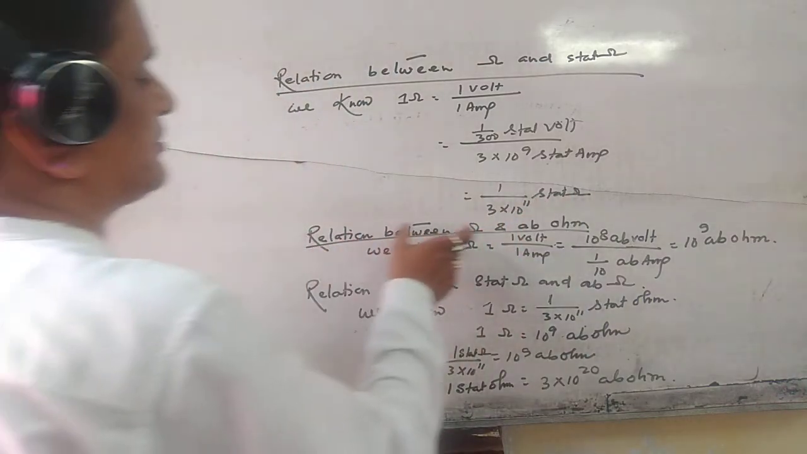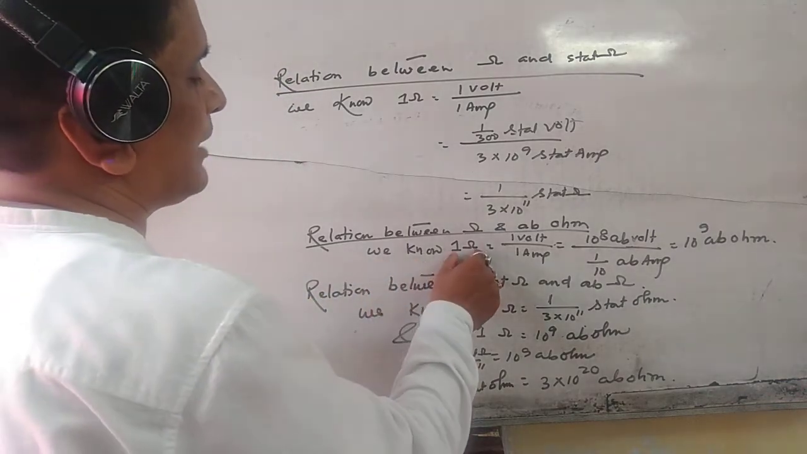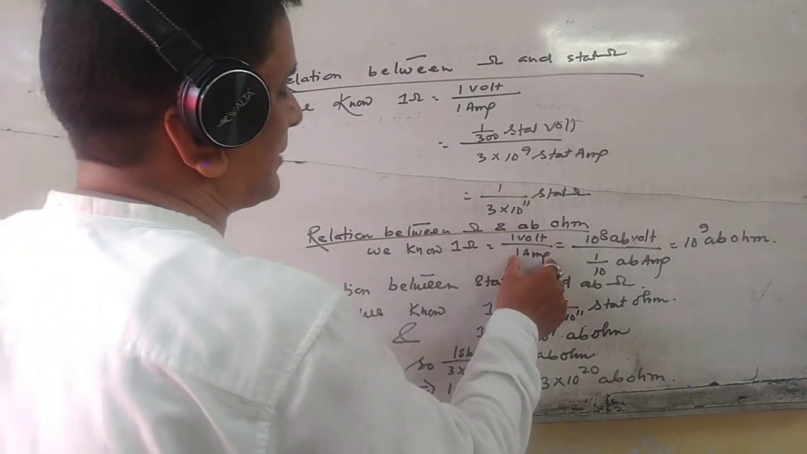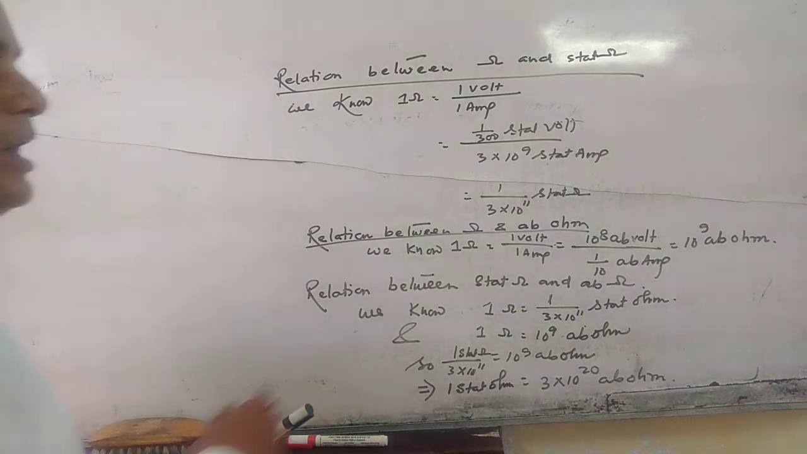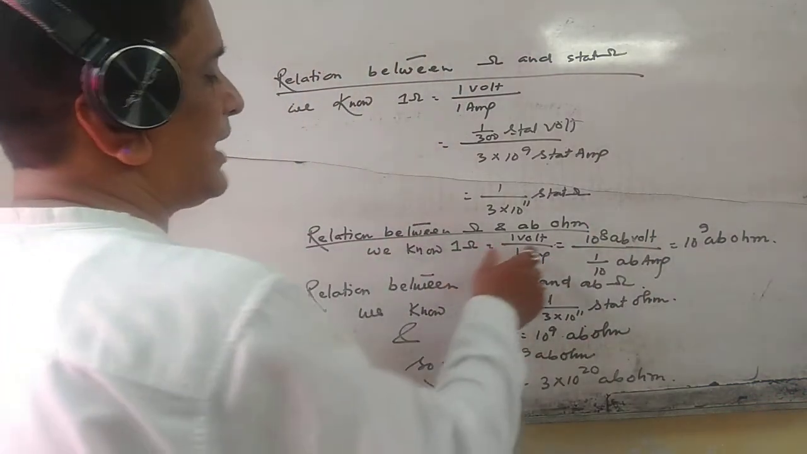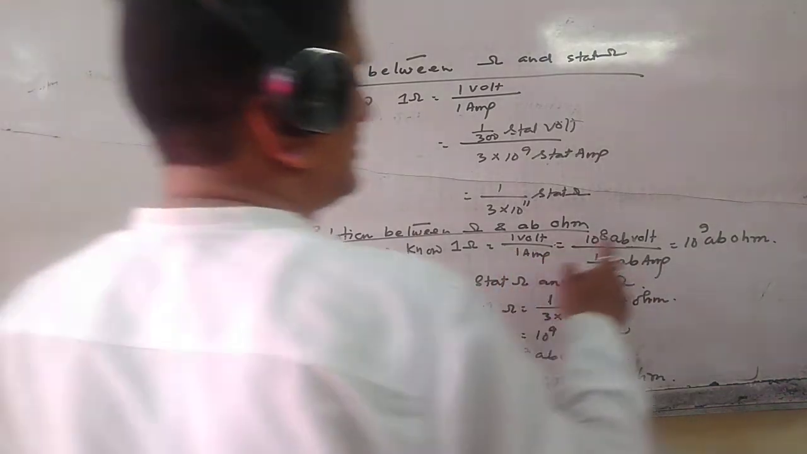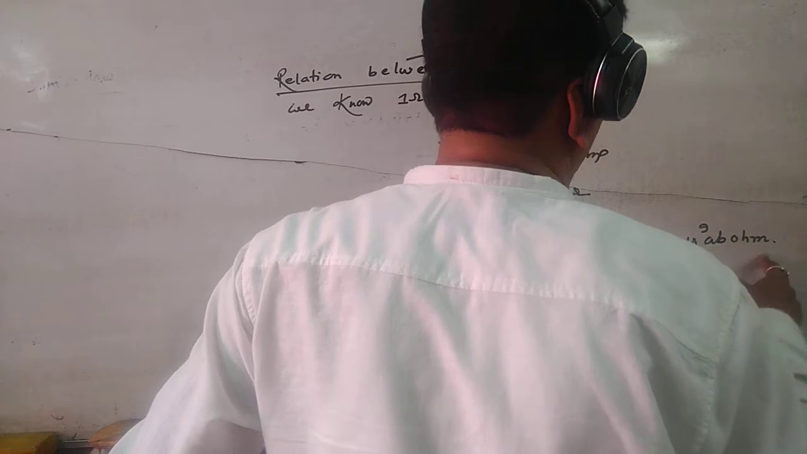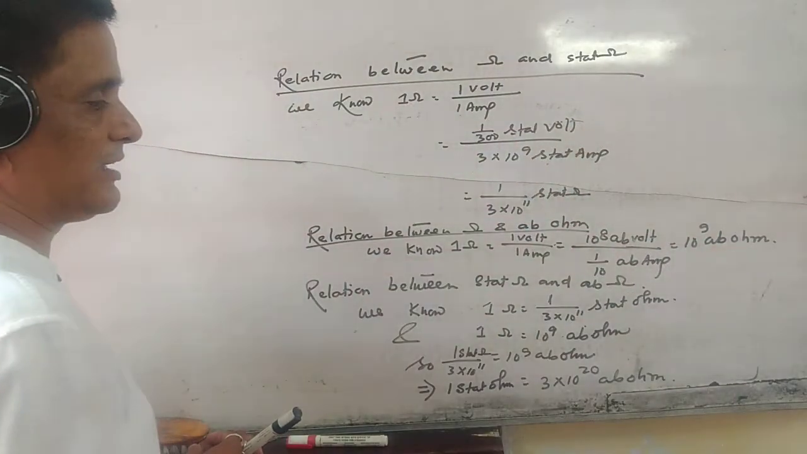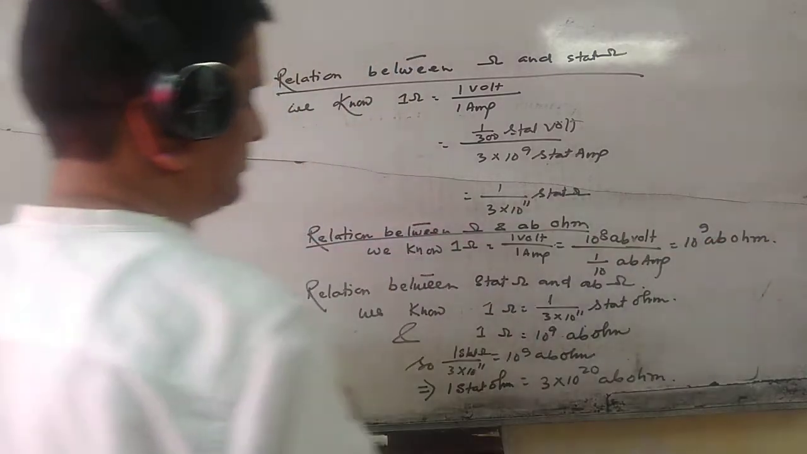Now what is the relation between ohm and AB ohm? We know 1 ohm equals 1 volt by 1 ampere. And 1 volt equals how much? 10 to the power 8 AB volt. And 1 ampere equals how much? 1 by 10 AB ampere. So the result will be 10 to the power 9 AB ohm. Is it clear? So we consider 1 ohm is equal to 10 to the power 9 AB ohm.